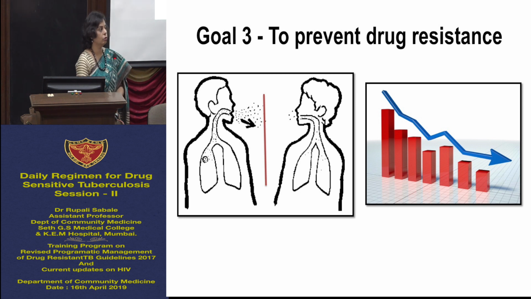Coming to goal 3, to prevent drug resistance. As we have seen, the goal is to prevent the transmission. When we stop the transmission, we are reducing the incidence of tuberculosis. In all the diagnostic algorithms, another thing we are doing is early detecting drug resistant tuberculosis. When we do early detection, we are secondarily preventing drug resistant tuberculosis also, and indirectly we are reducing the incidence of tuberculosis.